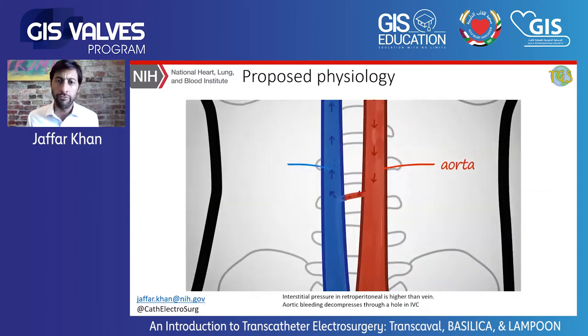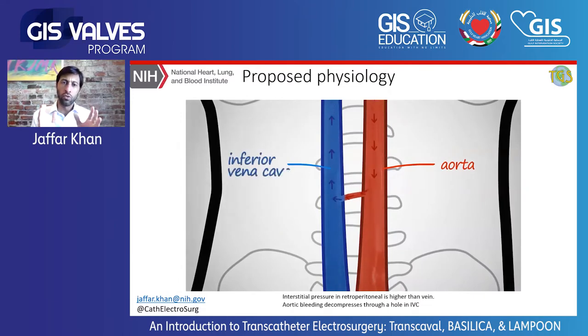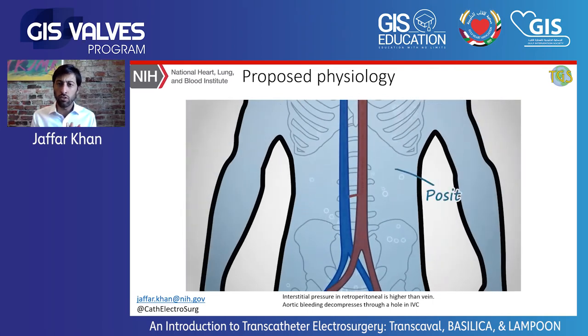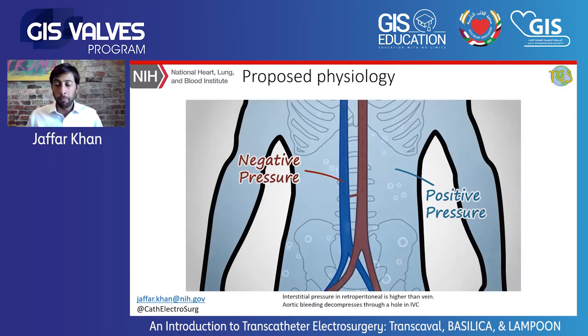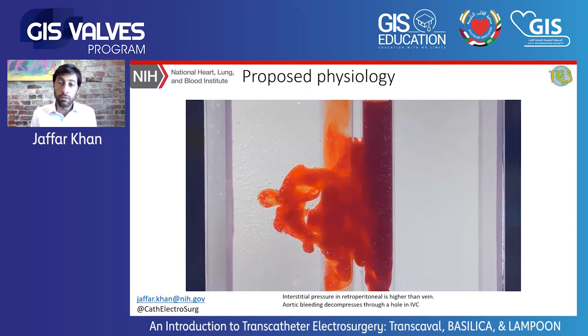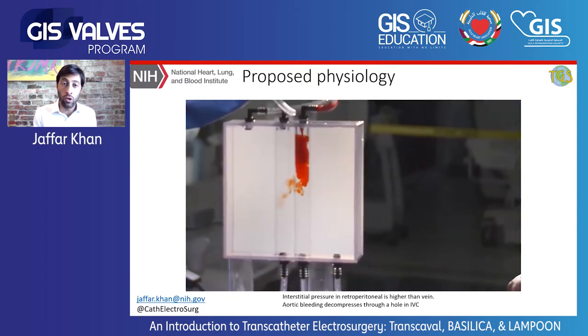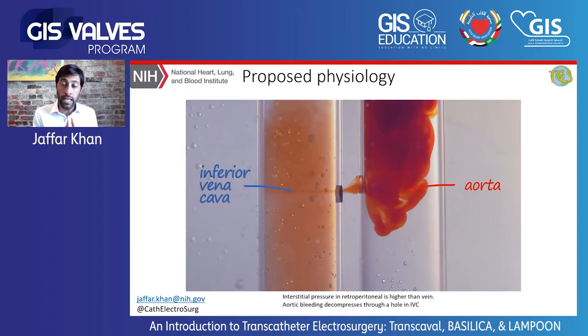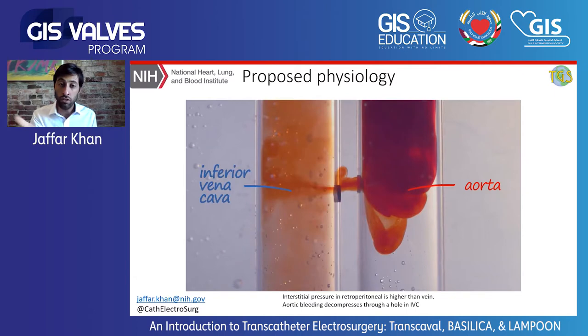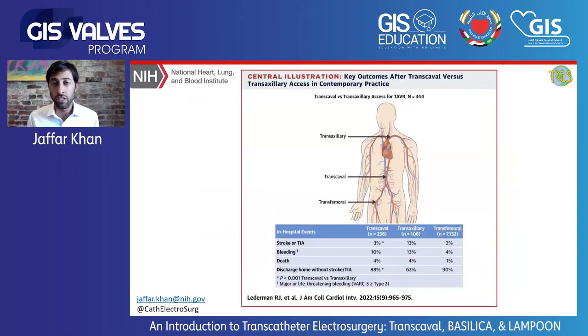And this is the key physiology behind the procedure. When there is a hole in both the IVC and the aorta, there is a fistula across with no retroperitoneal bleeding. This happens because the retroperitoneal space has greater pressure than the IVC. Here's an experiment showing a hole in the aorta without a hole in the IVC, with bleeding. And in this case, there is a hole in the IVC and all the red dye goes across from the aorta into the IVC without any retroperitoneal bleed. This physiology makes this procedure safe.